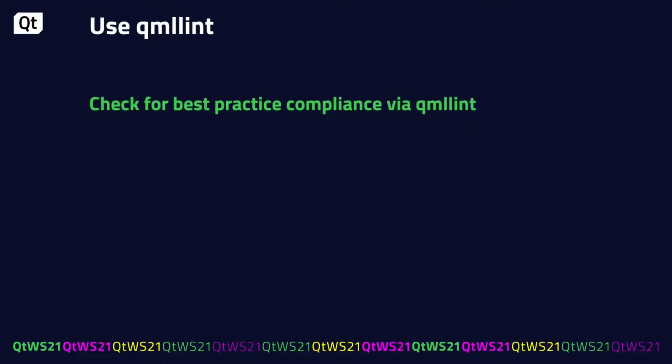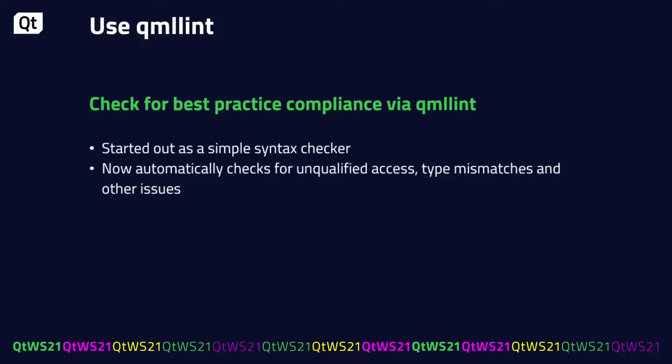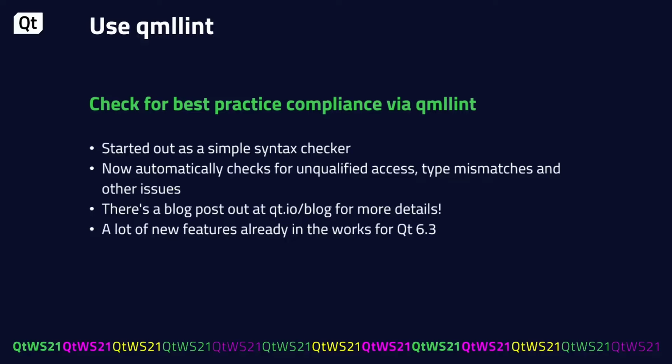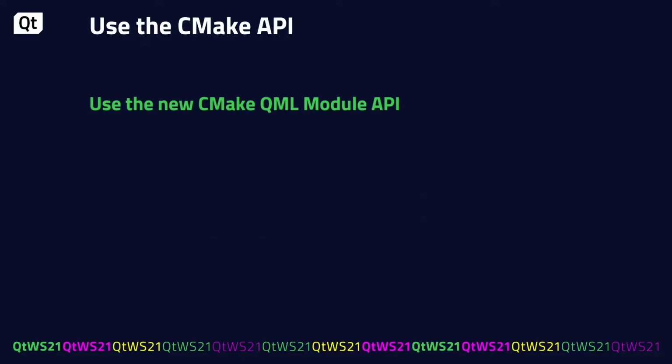Another tip is to use qmllint. It started out as a simple syntax checker, but it now automatically checks for unqualified access, type mismatches, and many other issues. There's a blog post out about it on qt.io/blog for more details. And there are a lot of new features that are already in the works for Qt 6.3. So it's actively in development and is constantly being improved.